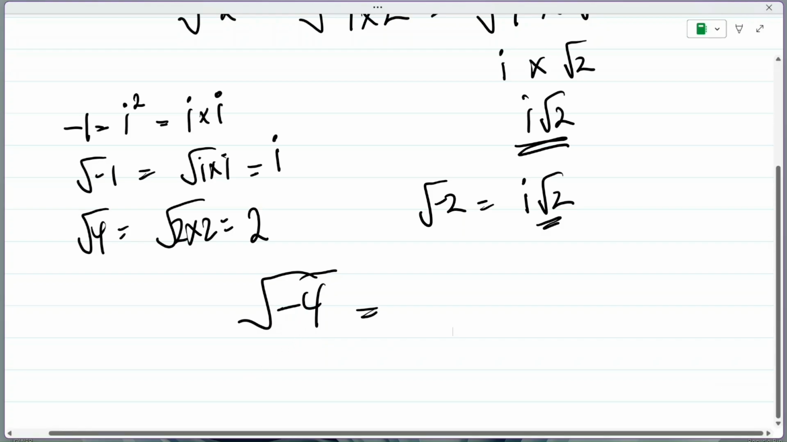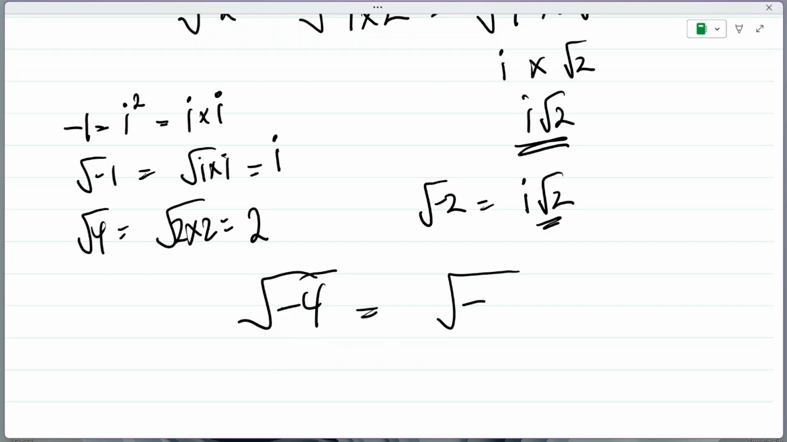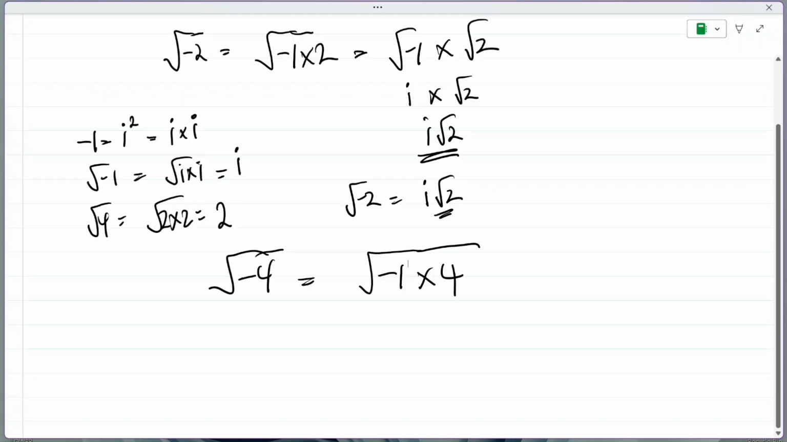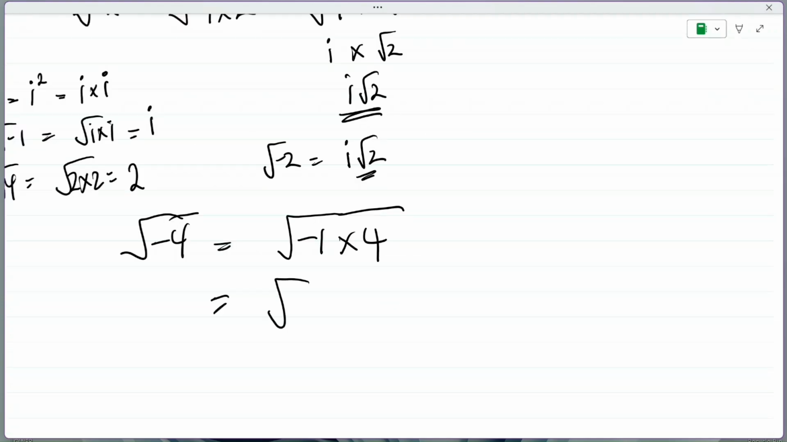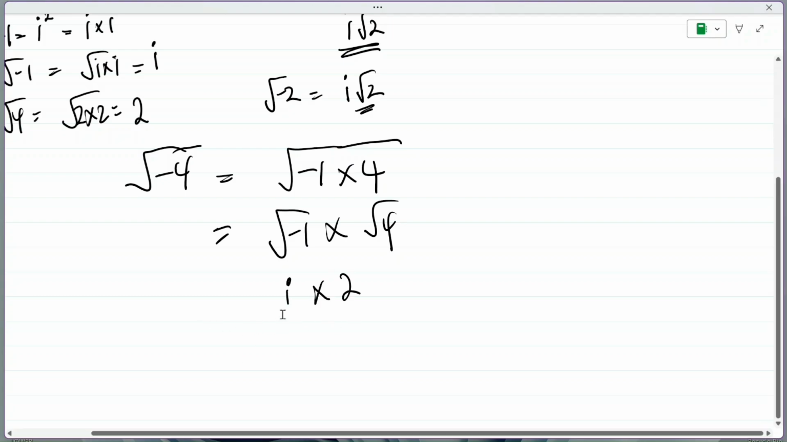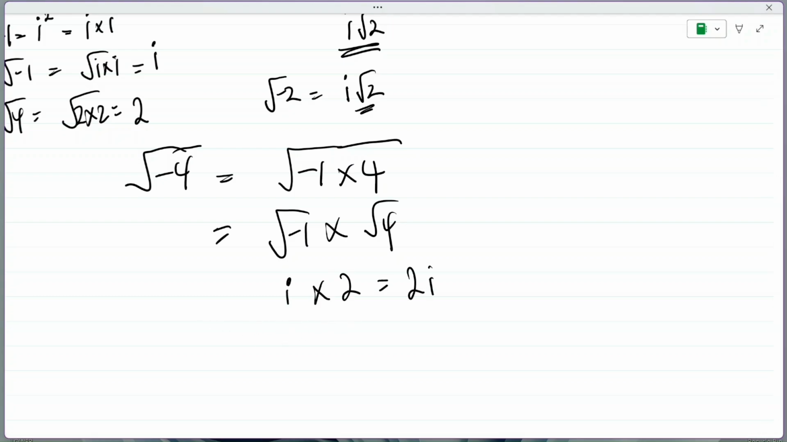You can break down square root of minus 4 into square root of minus 1 times 4. Since the square root of minus 1 can be found, you take out the minus 1, leaving the plus 4 behind, because when you multiply minus 1 times plus 4, you get minus 4. The reason why you are bringing out the minus 1 is just to make the 4 positive. Next, you give them their separate square roots: square root of minus 1 times square root of 4. Square root of minus 1 is imaginary number i, times square root of 4 is 2. You multiply them together. i times 2 is 2i.